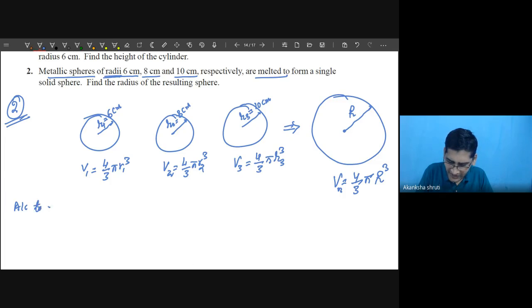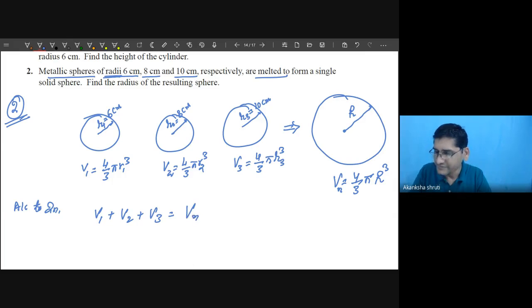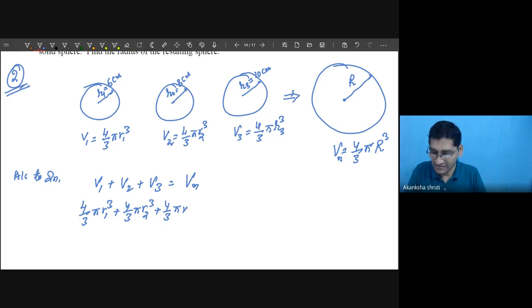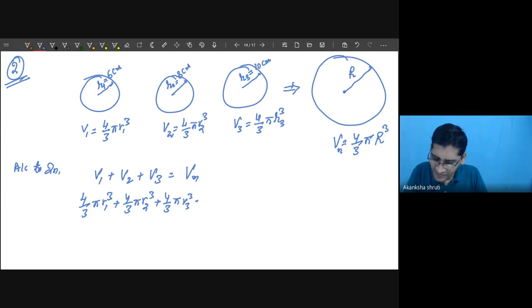Means according to the question you can write directly: these three are melted together, means the volume of these three will be equal to the volume of the new one. If you want to write in more detail, or you may directly write this as V1 plus V2 plus V3 is going to give us the new volume Vn. Go for substituting. 4 by 3 pi r1 cube plus 4 by 3 pi r2 cube plus 4 by 3 pi r3 cube is equal to, for the new one, 4 by 3 pi capital R cube.